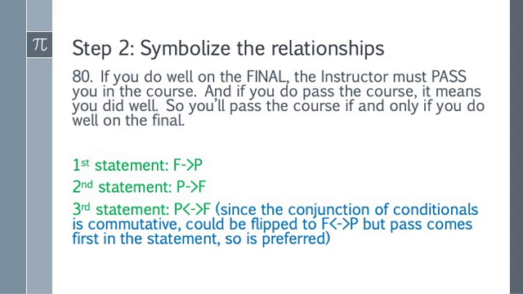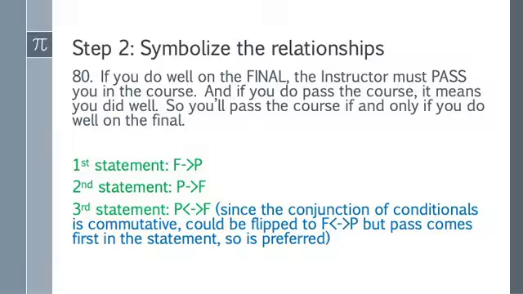Step 2, symbolize the relationships. The first statement says if you do well on the final, the instructor must pass you, so F arrow P. If you do pass the course, it means you did well. It's implied on the final, right? So P arrow F. The third statement has a "so," and that shows that it's the conclusion. You'll pass the course if and only if you do well on the final. So if and only if combines both of those arrows that we just had, right?